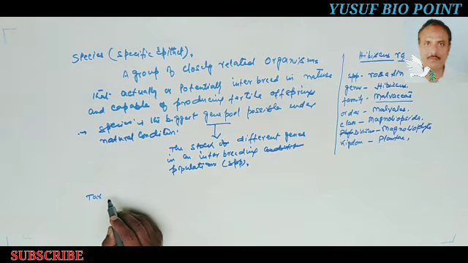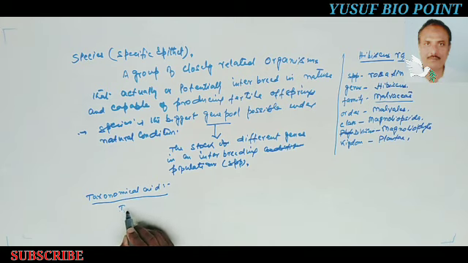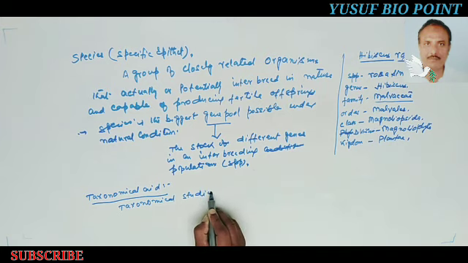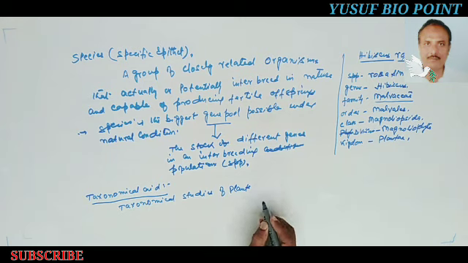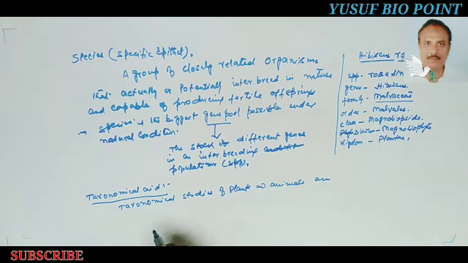Now, taxonomical aid. The next point is taxonomical aid. Taxonomical aid means how taxonomy is beneficial for human beings. Taxonomical studies of plants and animals are useful.